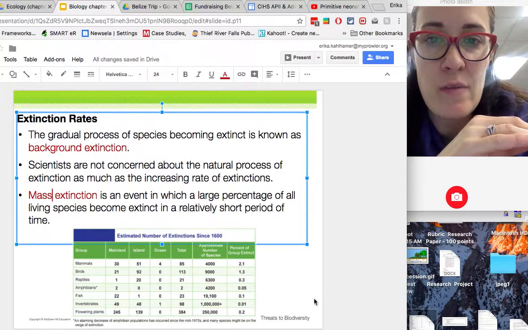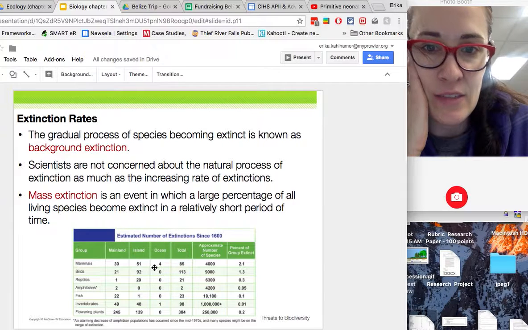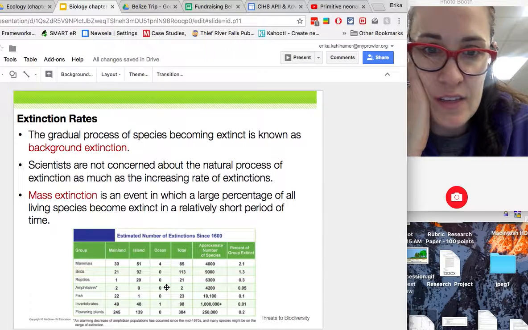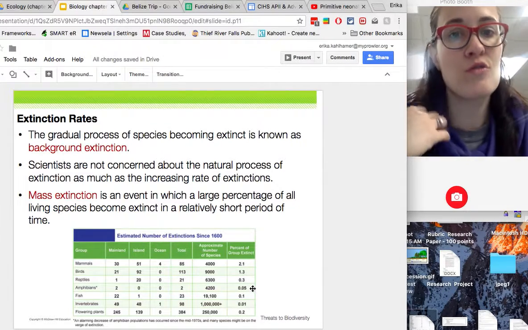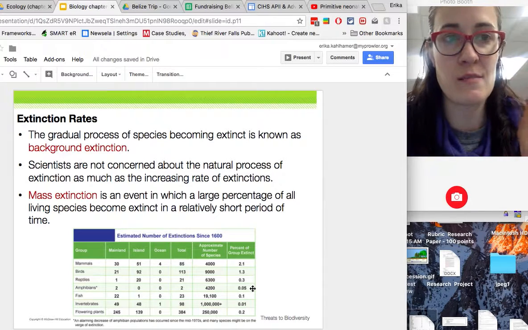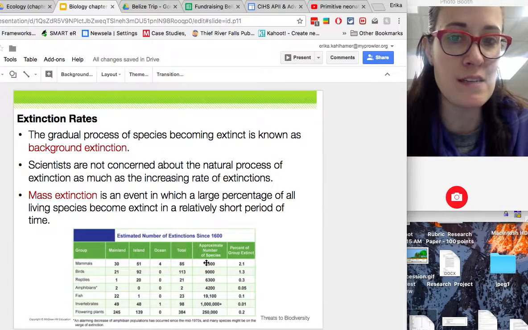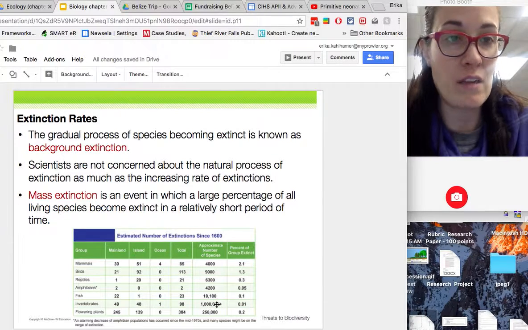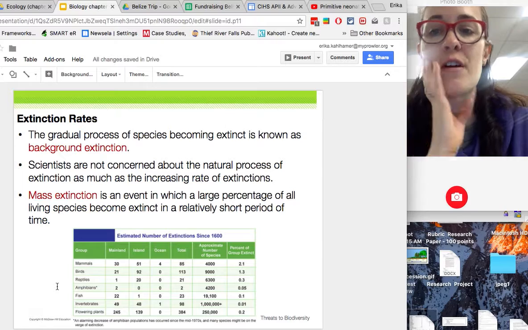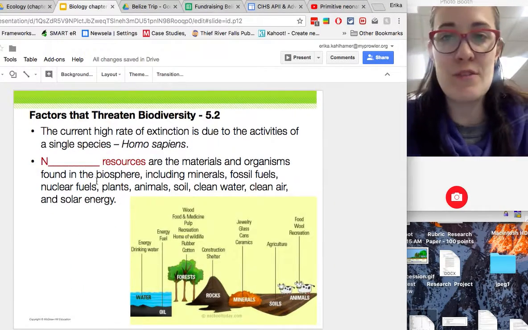This is the estimated number of extinctions since 1600, and this groups the different animals and tells where they are and their total. This shows the percent of each group that is extinct. For example, 2% of all the mammals have become extinct since 1600, approximately 4,000 different species. A lot of invertebrates have become extinct, but not very much percentage-wise because there are just a lot of them.